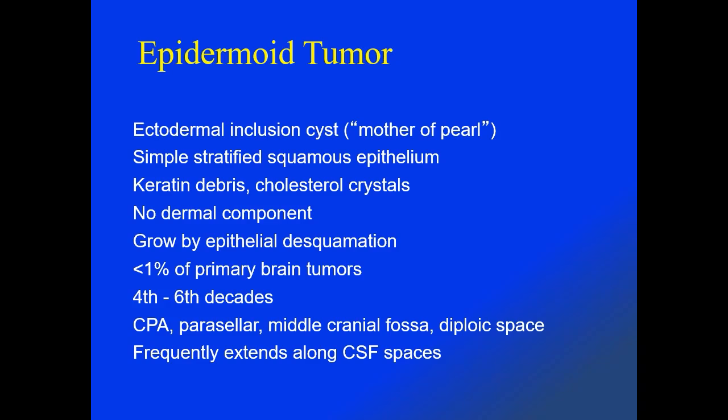It represents less than 1% of primary brain tumors and typically is found in the fourth through sixth decades. Typical locations of epidermoid tumor include CP angle cistern, parasellar region, middle cranial fossa, or diploic space. It frequently extends along CSF spaces.